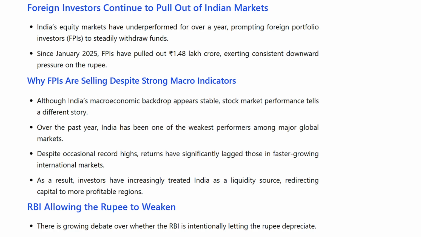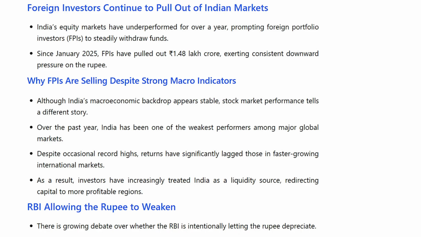Foreign investors continue to pull out of Indian markets. India's equity markets have underperformed for over a year, prompting foreign portfolio investors (FPIs) to steadily withdraw funds. Since January 2025, FPIs have pulled out Rs 1.48 lakh crore, exerting consistent downward pressure on the rupee.